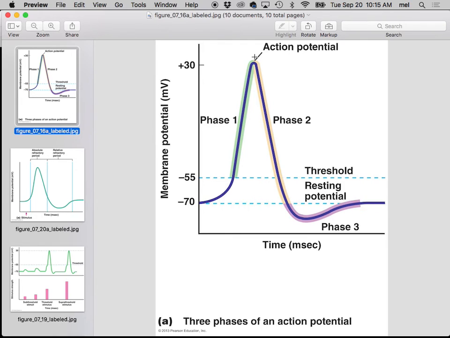So it forces a lag time between when you open your sodium channels and when you open your potassium channels, okay? Does that make conceptual sense to you guys? So they are voltage gated, they're voltage-gated potassium channels.